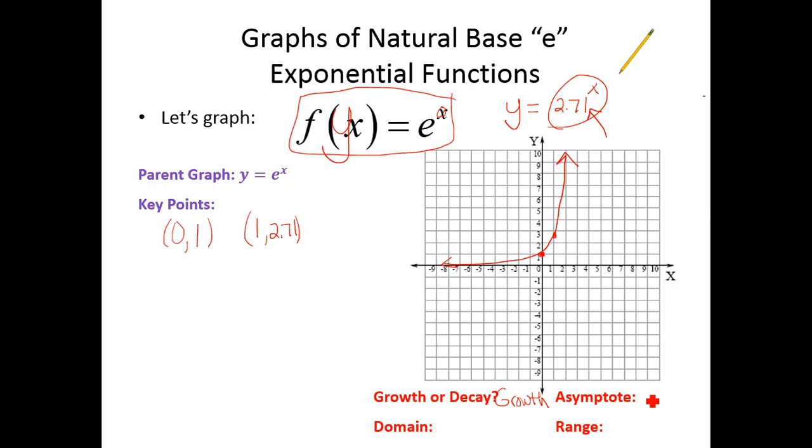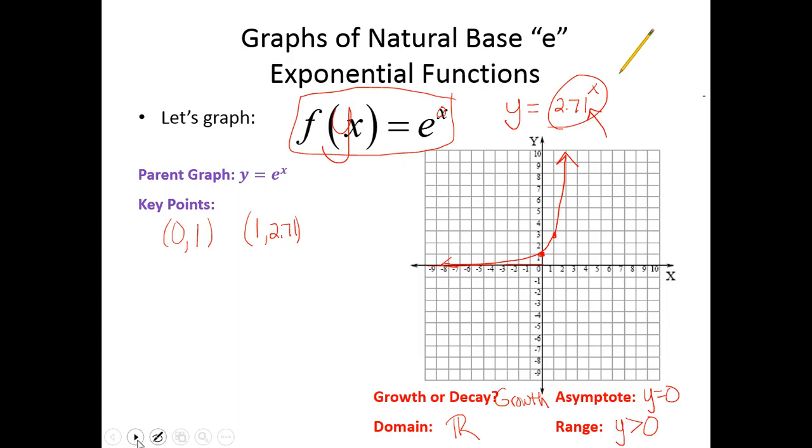Asymptote, where would that be? At y equals 0. That's where this leveling off spot is over here. And remember, there's nothing being added or subtracted here to move that asymptote for us. Domain, all reals. And the range, y is greater than 0. Yeah, that whole graph stays above my asymptote at 0. So that's how we make these graphs with e in them.